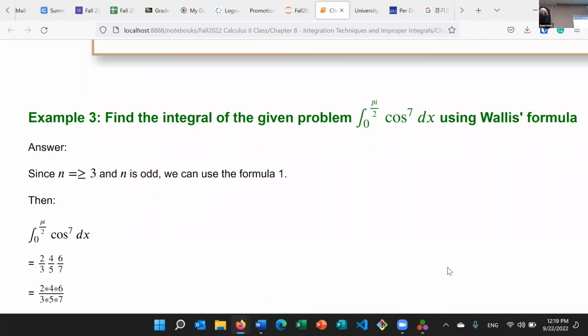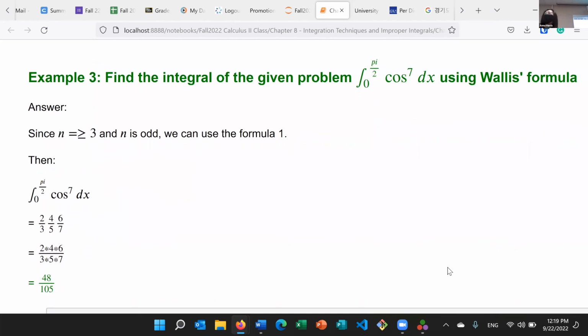So look at this problem. Can I use the Wallis formula for this problem? Yes. Why? Because this is 0 to pi over 2, and it is cosine to the 7th power. 7 is bigger than what? 3. Because this is 3 or larger, you can use this.